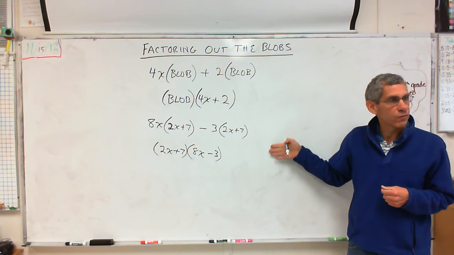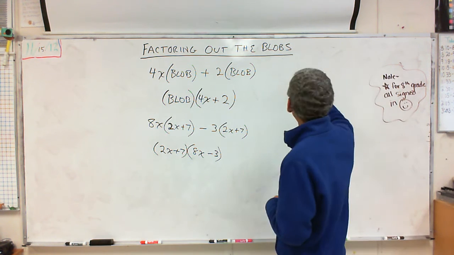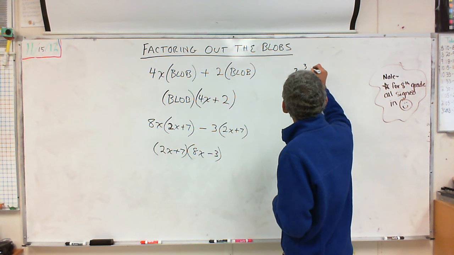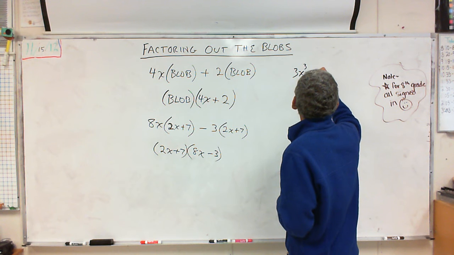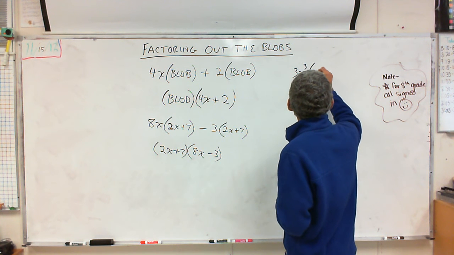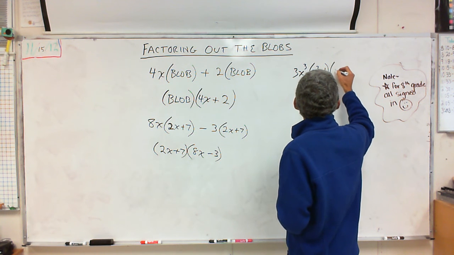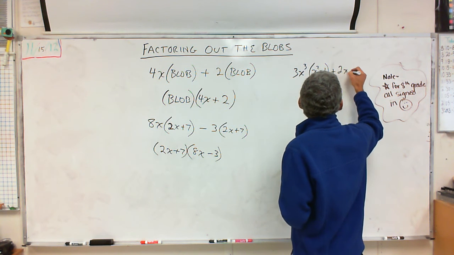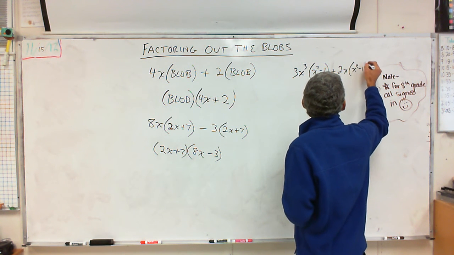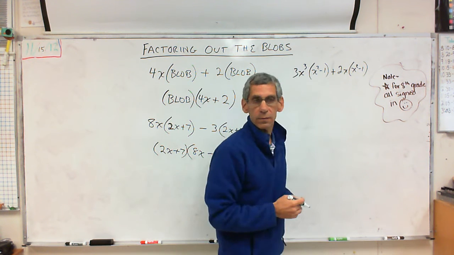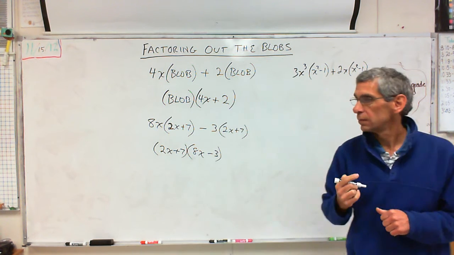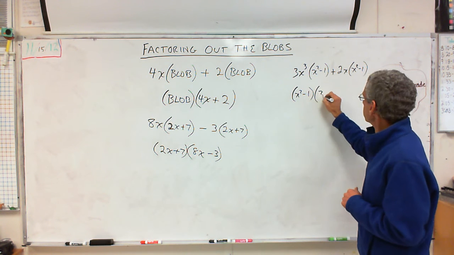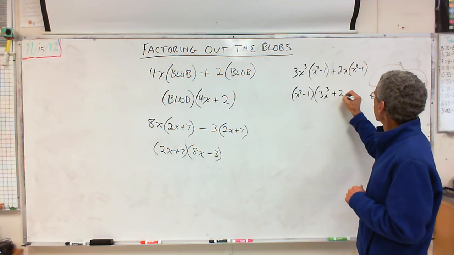So that's the first thing we're talking about, and I'm pretty much done. We'll do one more just to be sure. So let's say we had 3x cubed times x squared minus 1, and then plus 2x times x squared minus 1. All right, so what would it be? X squared minus 1 times 3x squared plus 2x. 3x cubed plus 2x, yeah.